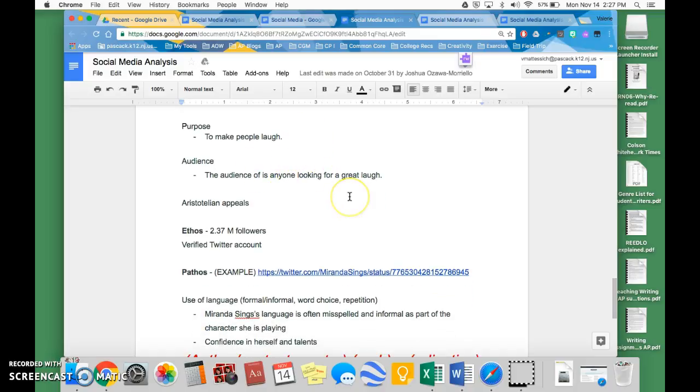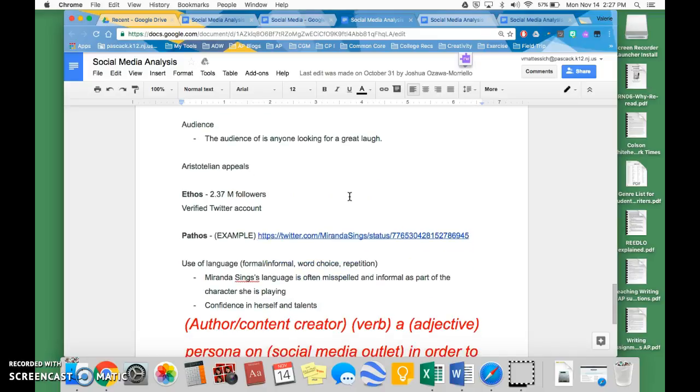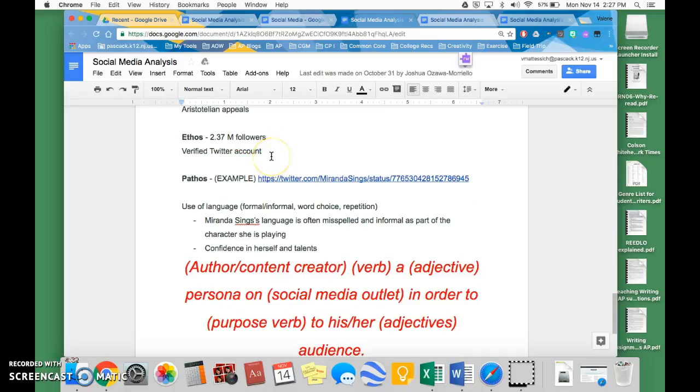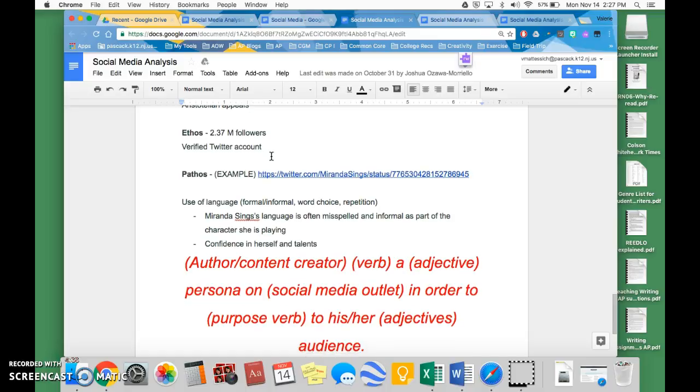We talk about how it's either inform, persuade, or entertain almost 99% of the time, and clearly Miranda Sings' profile is to entertain. So the audience is usually pretty general, anyone looking to laugh. They went through ways that Miranda Sings' ethos is readily available, the amount of followers she has. Obviously, she's a verified Twitter account. She's not been bounced off for any inappropriate reason.